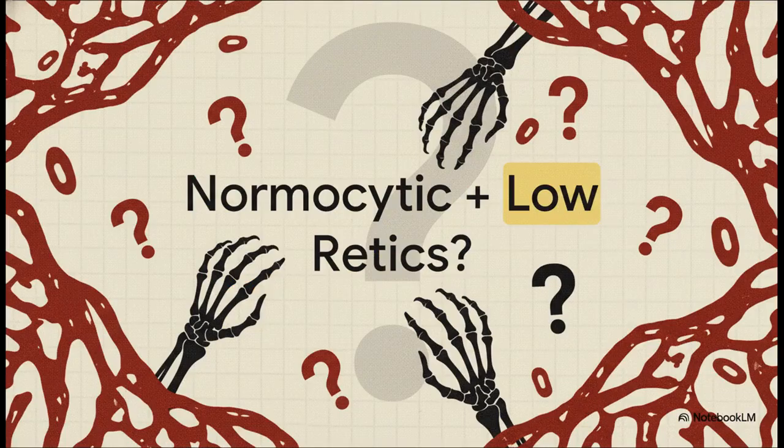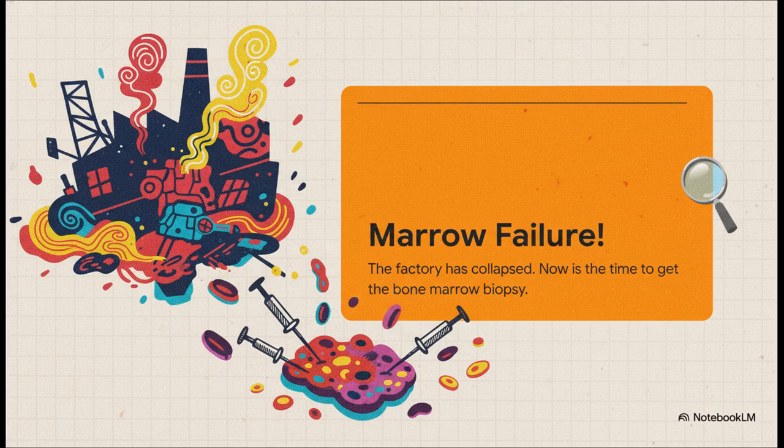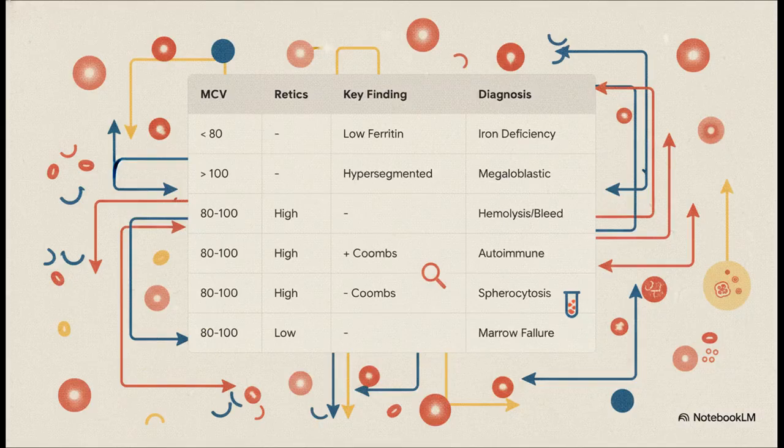Last one, and this is the most serious pattern: normocytic anemia. But the reticulocyte count is low. The marrow is silent. It's not responding. The marrow is guilty. This is a marrow failure problem. Think aplastic anemia or maybe cancer infiltrating the marrow. And this is the one time on the boards where the correct next step is to get that bone marrow biopsy.